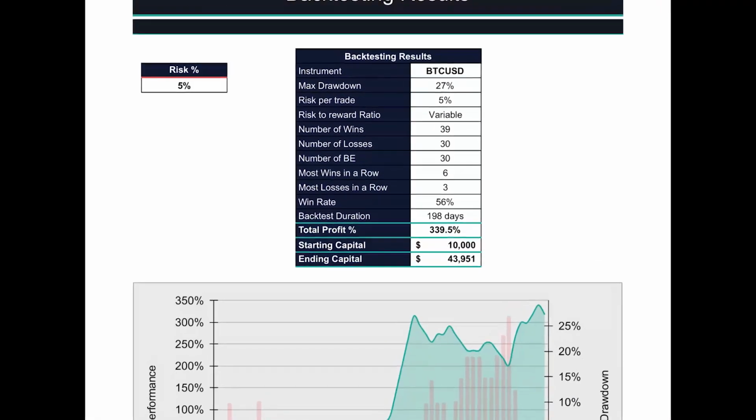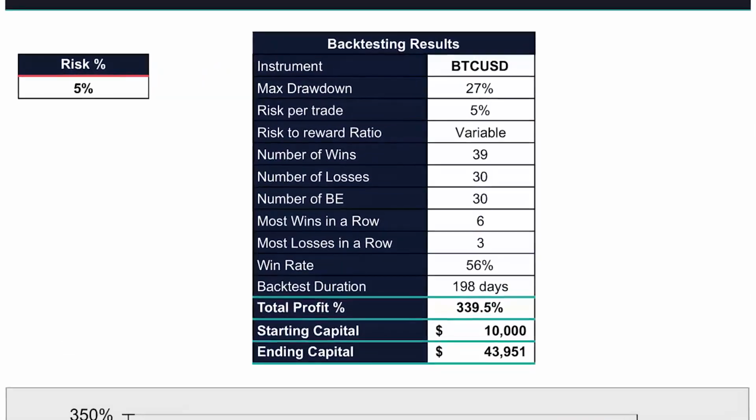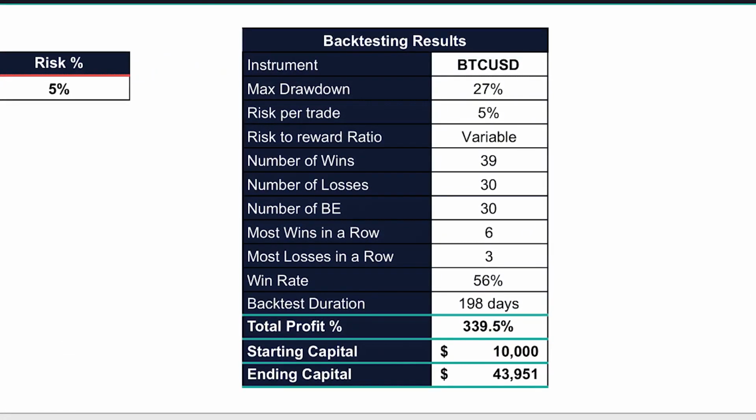Alright guys, so here are the results on Bitcoin against the dollar. We had a maximum drawdown of 27% on the account. We were risking 5% per trade with a variable risk to reward ratio. We had 39 wins, 30 losses, and 30 trades that ended up in break even. And we had a maximum of 6 wins in a row and a maximum of 3 losses in a row, which gives a win rate of 56% over 198 days.